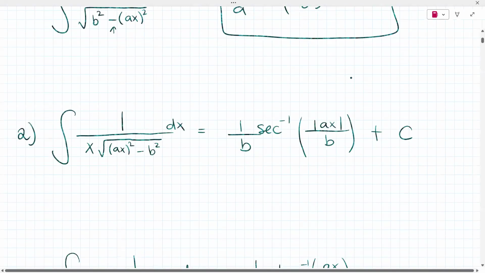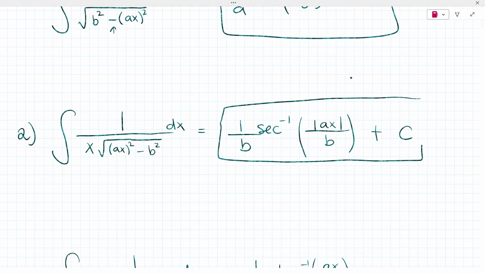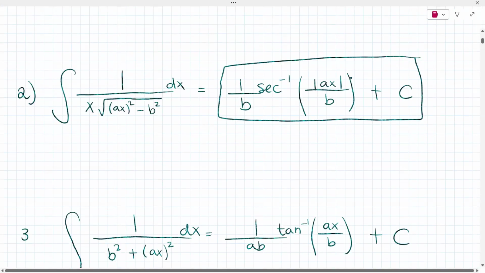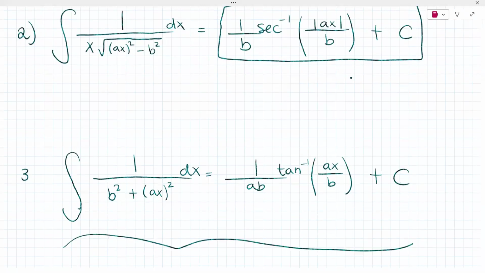If your integral looks similar to this, where you have a 1 on top and it's all over x times the square root of ax squared minus b squared, your final answer will be in this form. What if you didn't have a 1? If you have a constant, you can always factor it out, so you try to make this look like a 1.